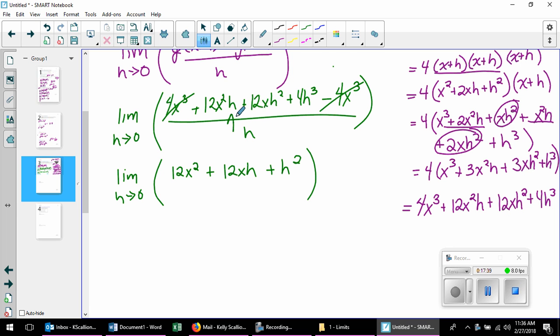I divided an h into here, an h into here, and an h into there. I think I did it all right. What did I miss? Oh, I missed a 4. See? You guys are so smart. Okay, if I do direct substitution, what am I left with? Do it in your head, easy peasy, right?